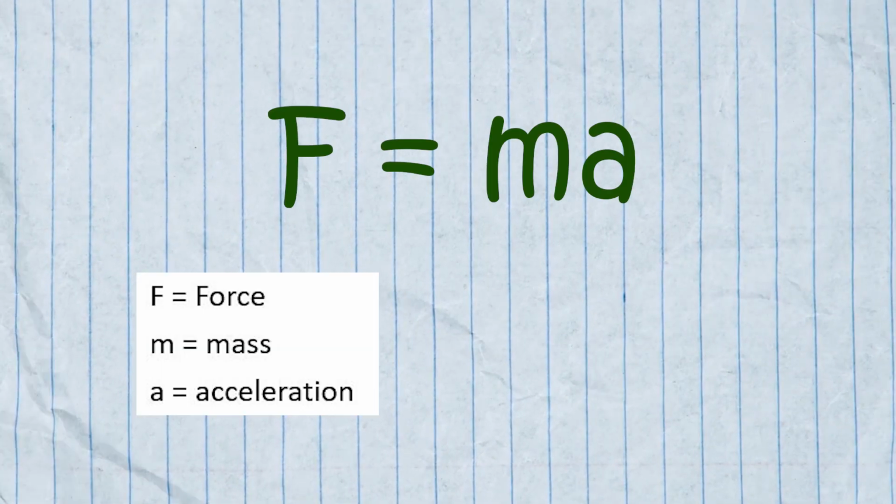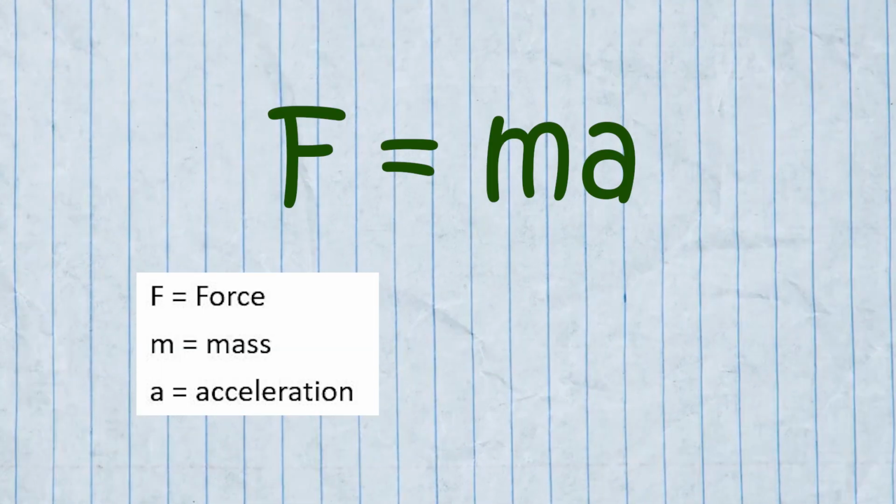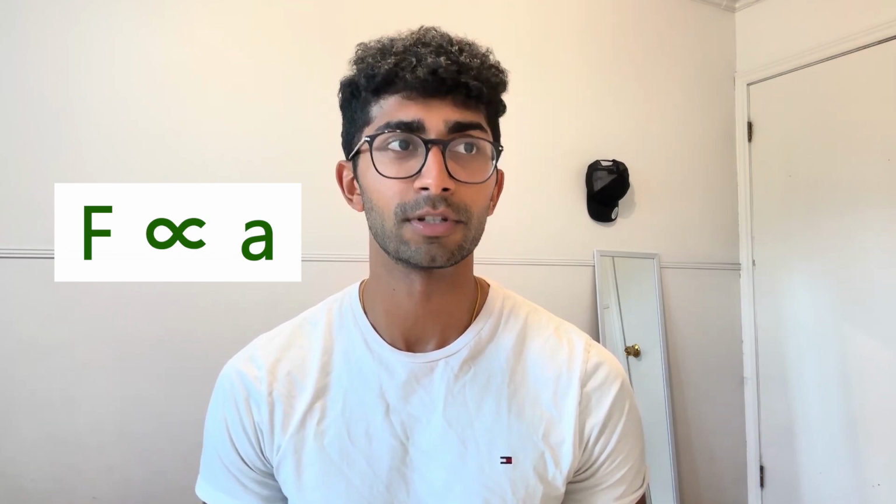The force equation, or Newton's second law, F equals ma, where F equals force, m equals mass, a equals acceleration. What this means is if a force is applied to an object with mass m, it accelerates in the direction of the force. Force is directly proportional to acceleration since mass is constant.